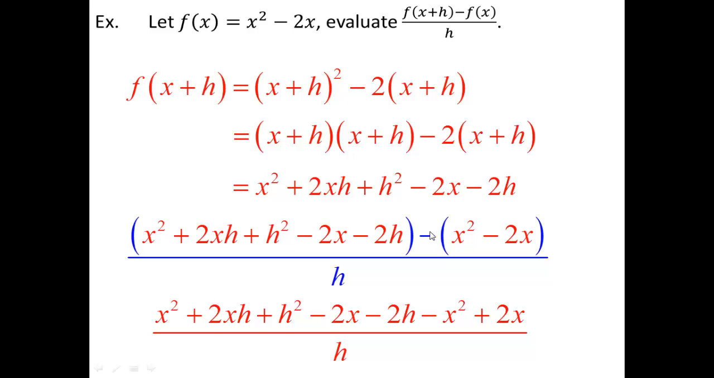So let's go ahead and do that. Minus x squared plus 2x. Now from here, it's just a little bit of simplification. I'm going to look for terms that are going to cancel.